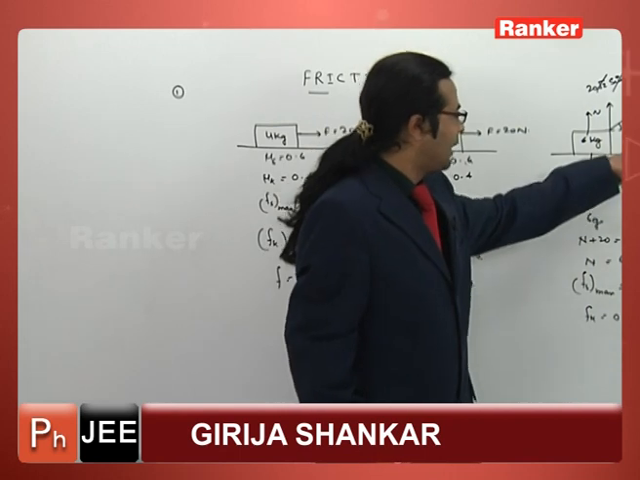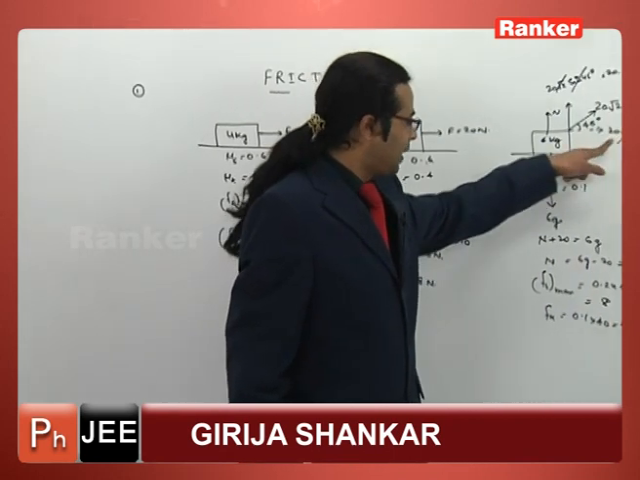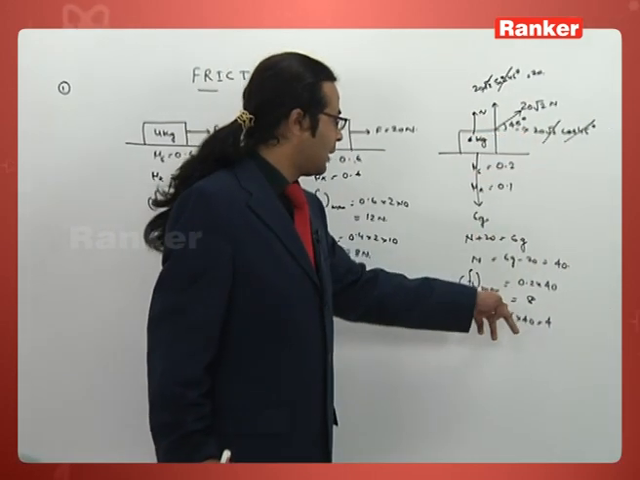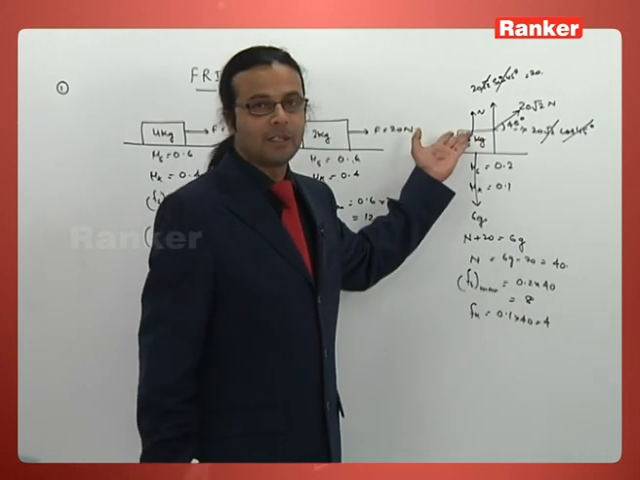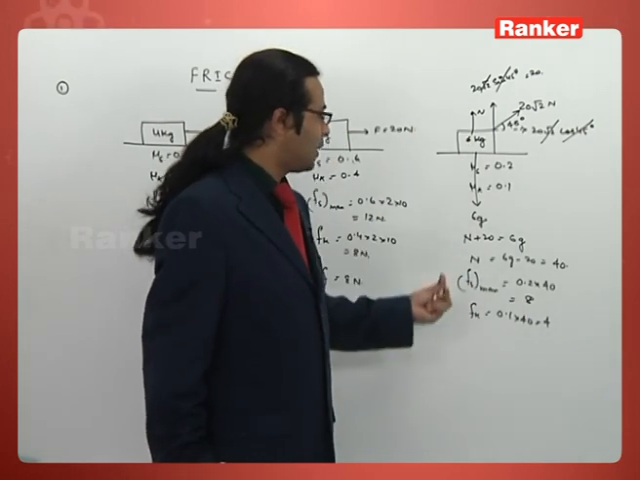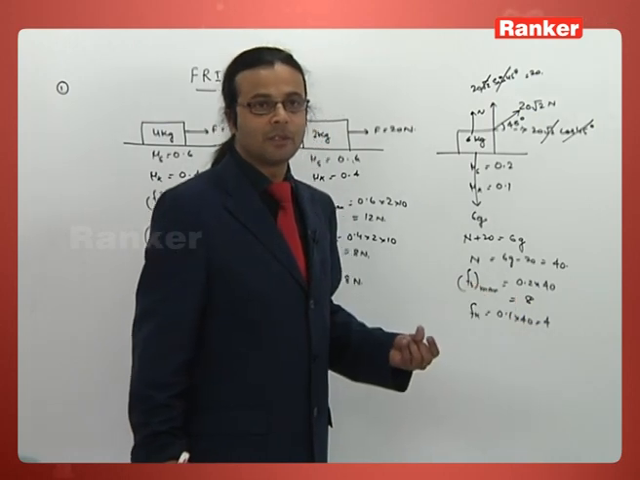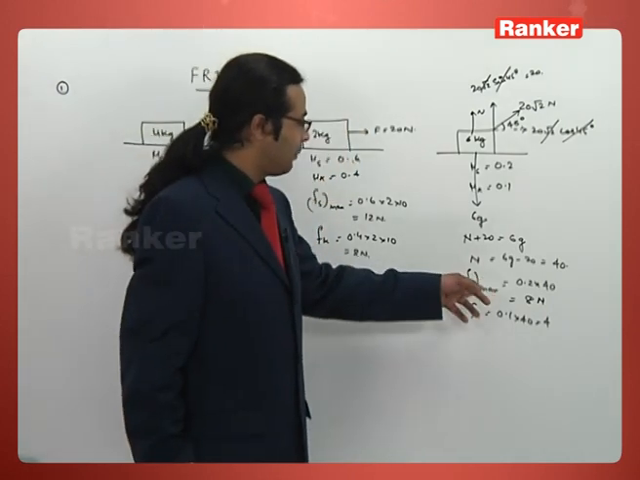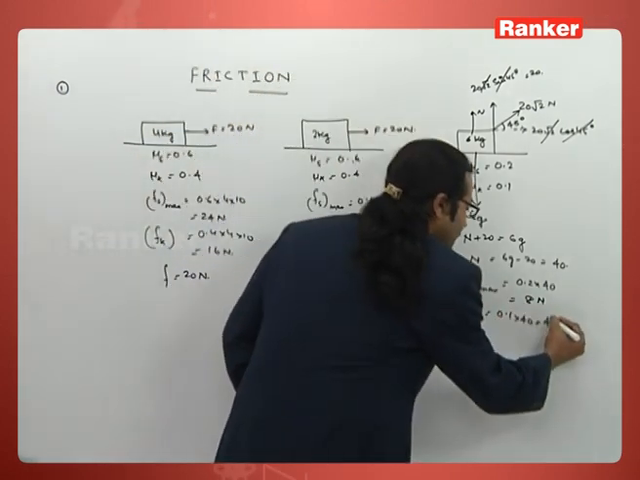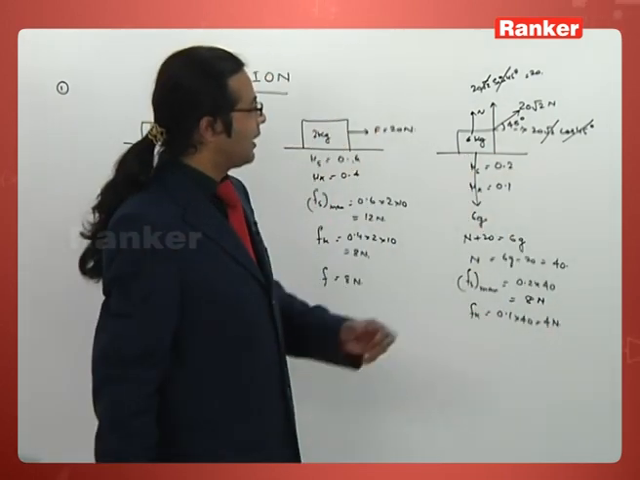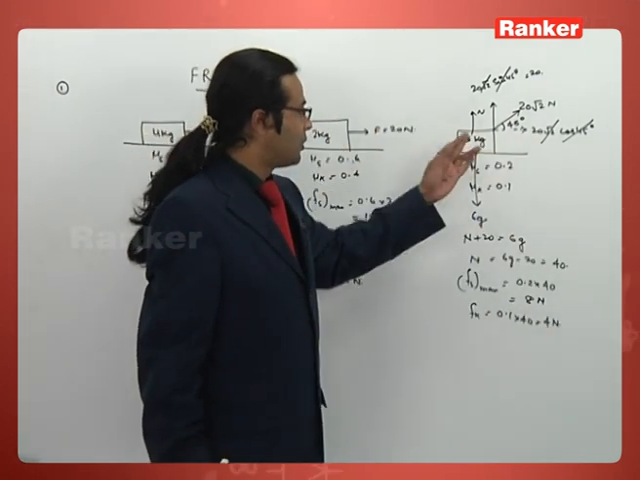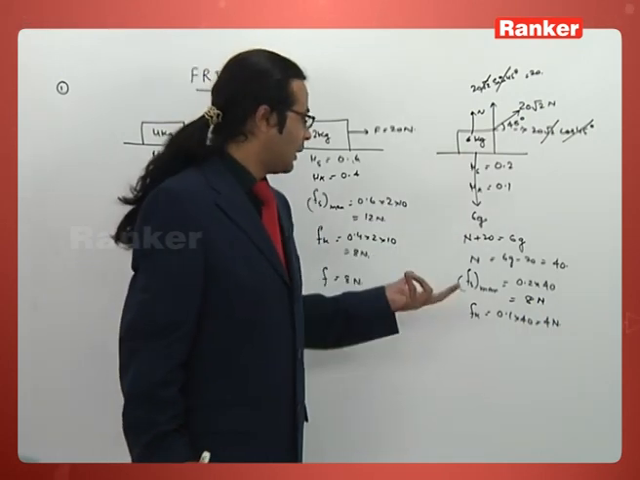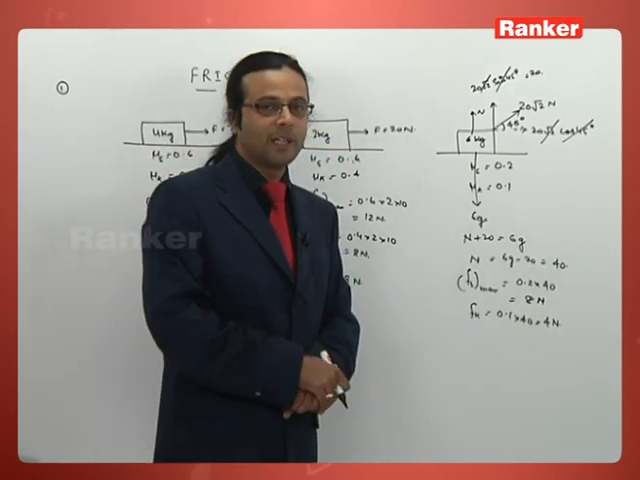If you look carefully here, the applied force is 20 Newton, maximum static frictional force is 8 Newton. Obviously this applied force is greater than the static frictional force, so it is under the state of acceleration. When it is under the state of acceleration, the frictional force acting on the 6 kg block will be kinetic. So kinetic means the frictional force will be nothing but 4 Newton.